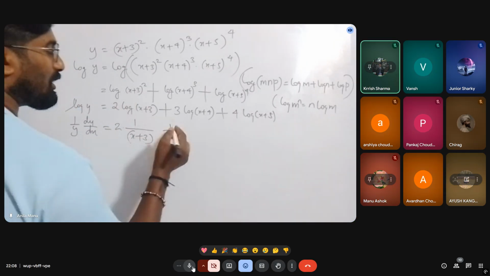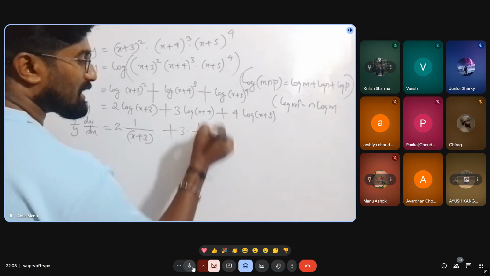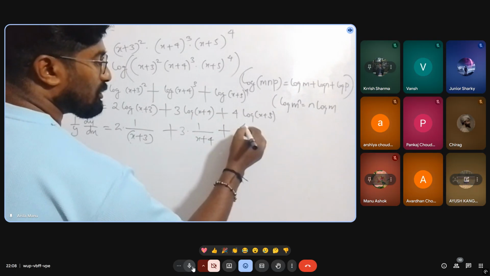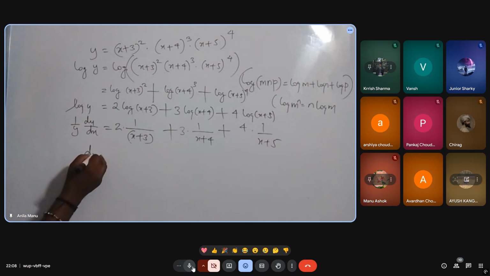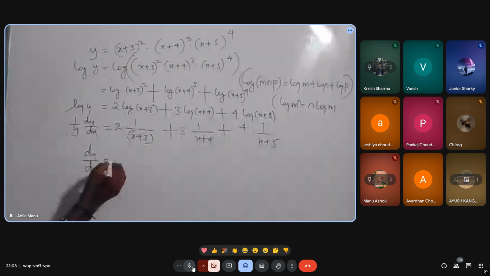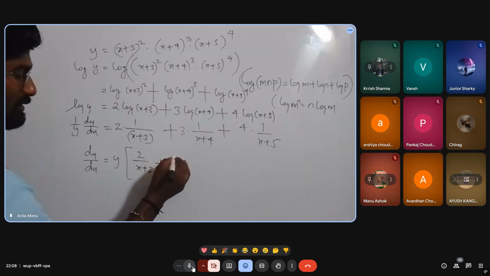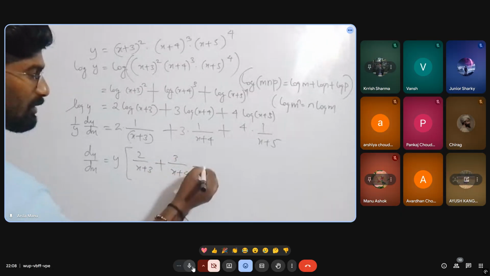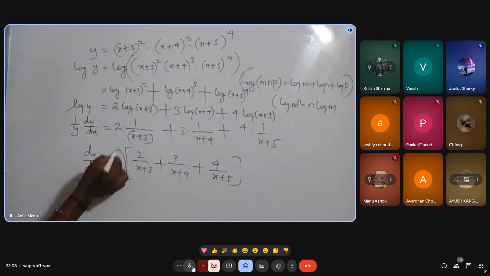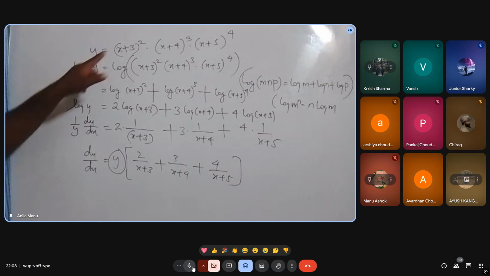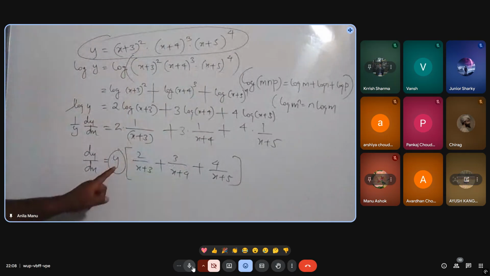So that very carefully you have to do: 3 into 1 by x plus 4, linear function, that's why that only, plus 4 into 1 by x plus 5. Now y you can transpose, dy by dx is equal to y into 2 by x plus 3 plus 3 by x plus 4 plus 4 by x plus 5. Later, you have to give substitution for y. What is y? This all thing. This all you have to write. Don't forget to add that step, okay?